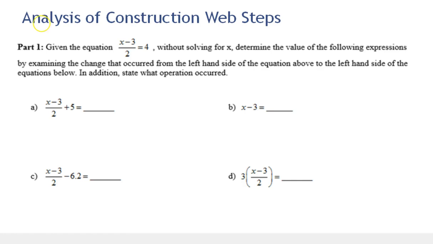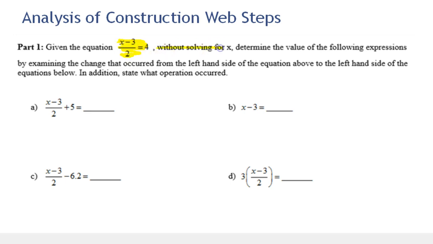In this video, we're going to do an analysis of construction web steps. So let's look at part 1 and highlight important information. Given the equation, the difference between x and 3 divided by 2, or we could call this the quotient of x minus 3 over 2 equals 4.